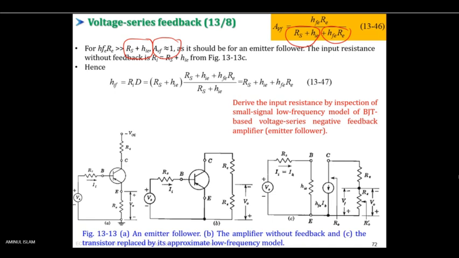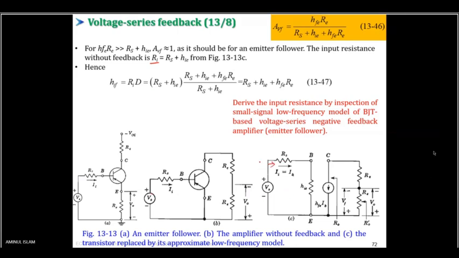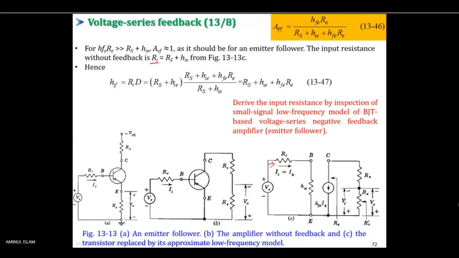Yes, sir. The input resistance without feedback is what? Ri. Input resistance without feedback is Ri equals Rs plus Hi. Yes or no? Looking at this point, because you have put this into the amplifier, Rs and Hi are in series.